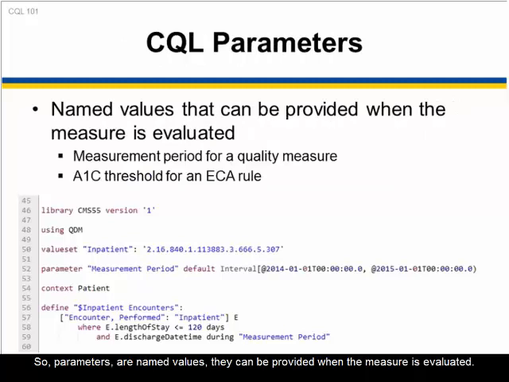So parameters are named values that can be provided when the measure is evaluated. For example, the measurement period for a quality measure. In this case, we're specifying a default interval of January 1st, 2014 to January 1st, 2015, immediately before. And that's so that you can provide that as a parameter during execution so that you don't have to hard code that into the logic itself. And that's also obviously useful in things like event condition action rules where you may have an A1C threshold, for example, that determines when the logic fires.